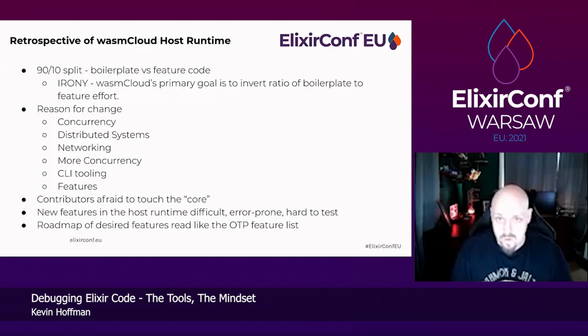A couple of the things we noticed were that contributors were afraid to touch the core. While we had many contributors to the wasmCloud project as a whole, I was largely the only one contributing to the core, and most of that was due to the complexity there and the fact that the Rust code was difficult to maintain, difficult to read, and very difficult to change without breaking things. New features in the host runtime were difficult to add, difficult to test.